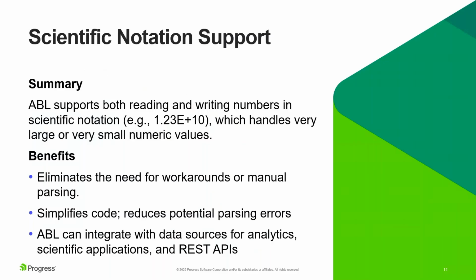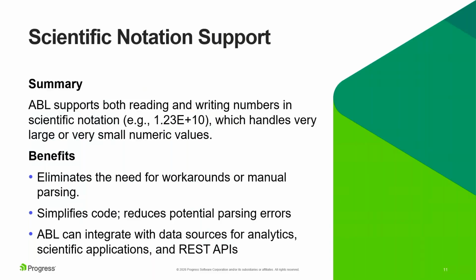The first feature we'll cover is support for scientific notation format in ABL. ABL now supports both reading and writing numbers in scientific notation, which is really useful for handling very large or very small numeric values. So for developers, this enhancement removes the need to manually convert scientific notation strings into numeric types, which in the long run simplifies code and reduces potential parsing errors.